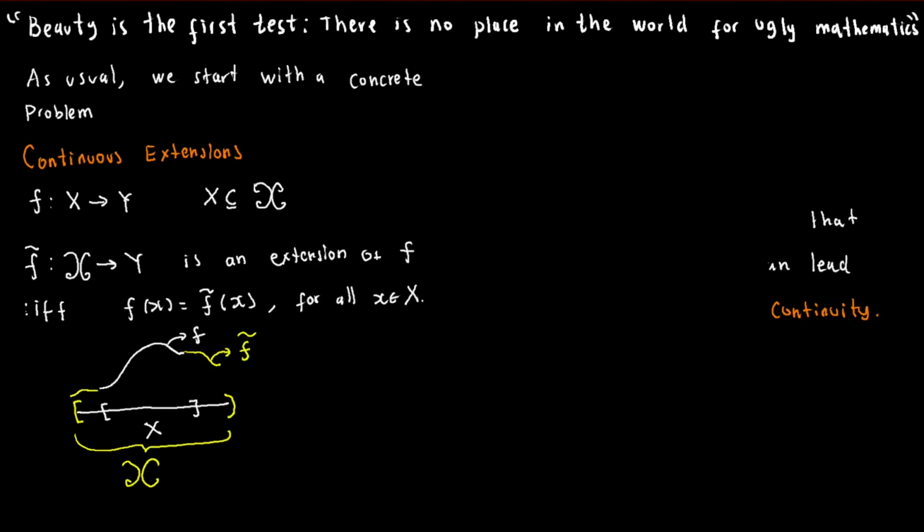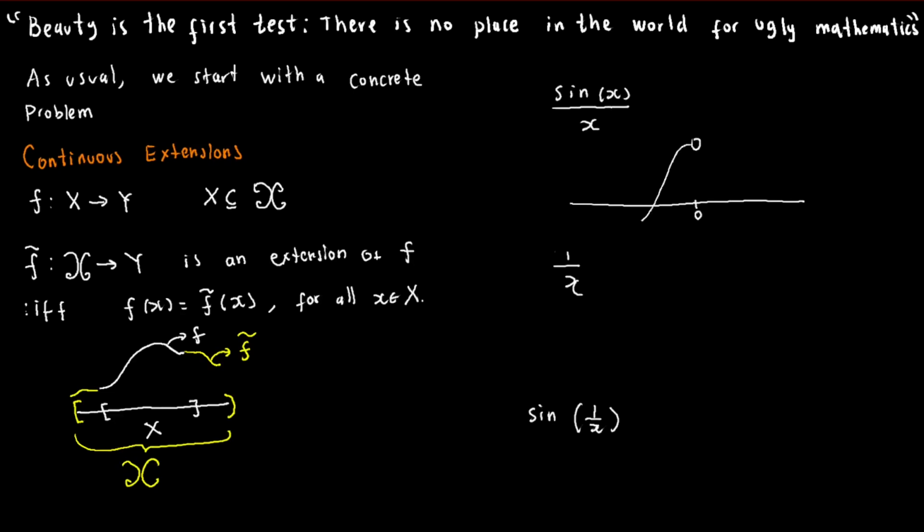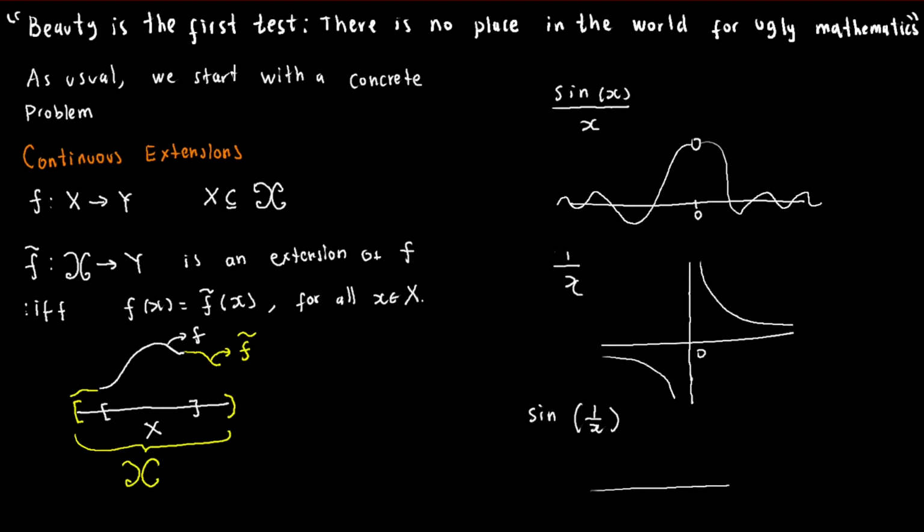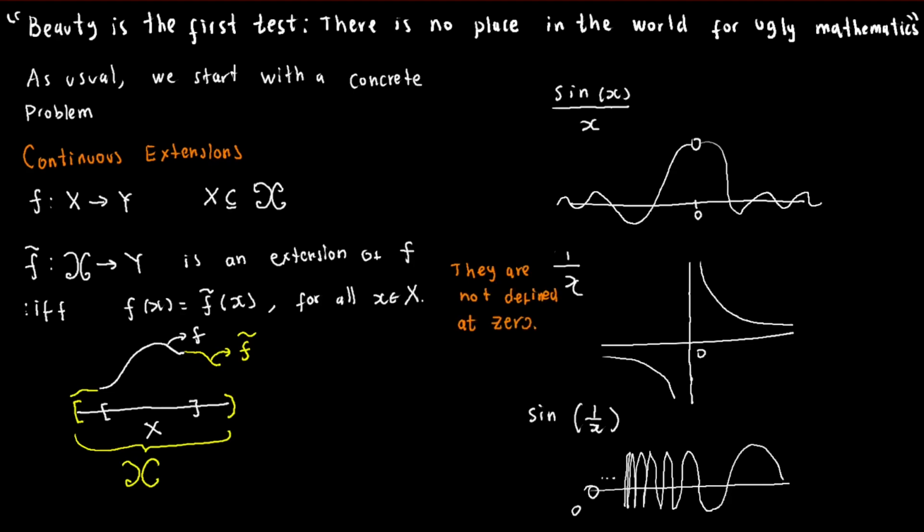To give you a concrete example, consider three functions: sin x over x, 1 over x, and sine of 1 over x. All of these functions are defined on the real numbers except at 0, but we can extend their domains by assigning any value we want at 0. However, if we want to maintain some of the properties of the original function, we need to find a continuous extension. Can we do it?